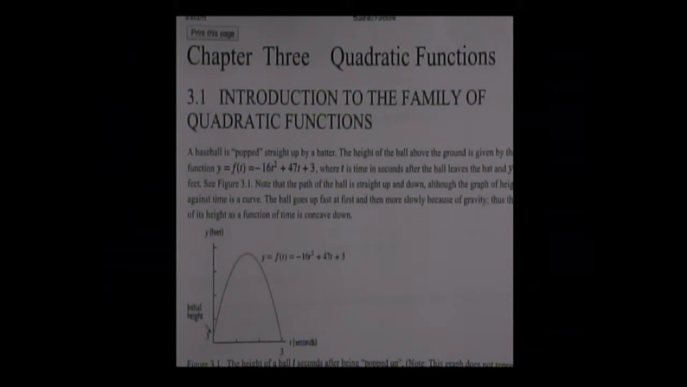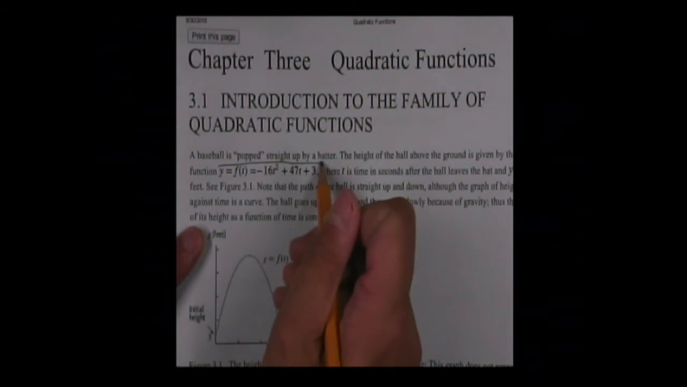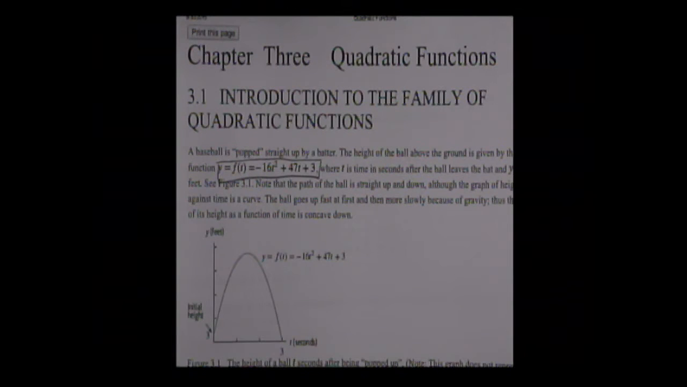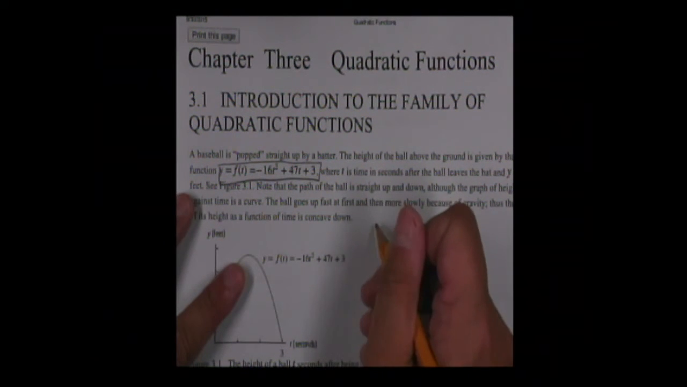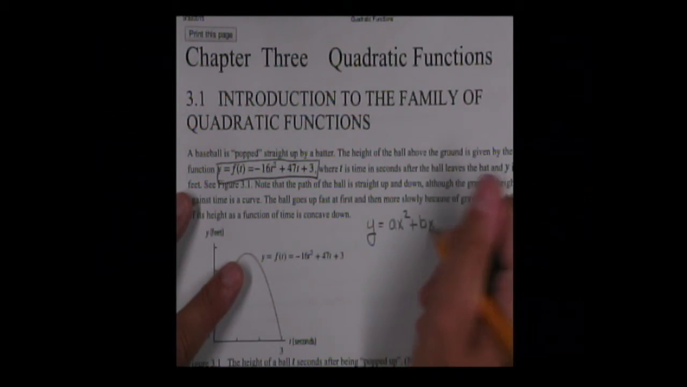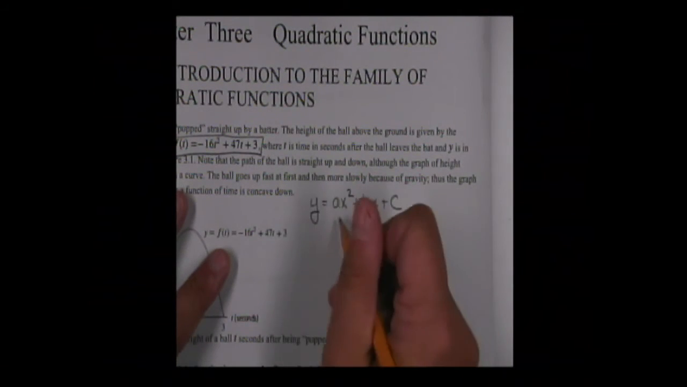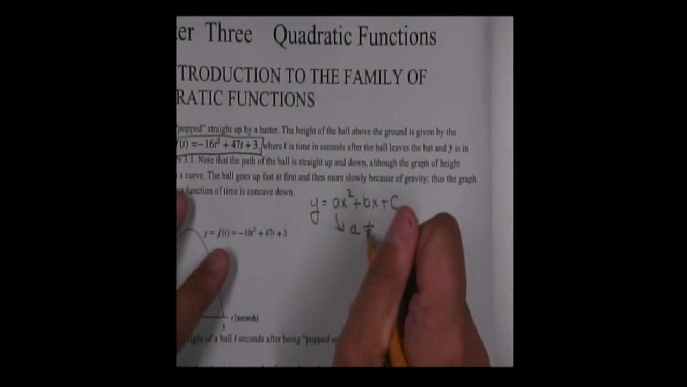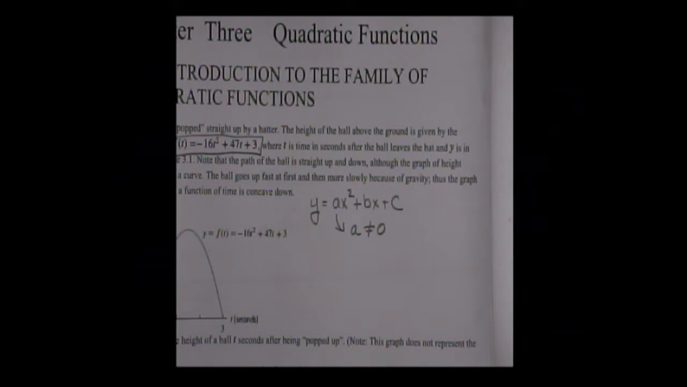So chapter 3 is almost everything we want to know about quadratic functions. Just to remind you, and you've already looked at this, quadratic functions have an appearance that looks something like what I just boxed in. Quadratic functions can be written in the form y equals ax squared plus bx plus c, where a is not 0.